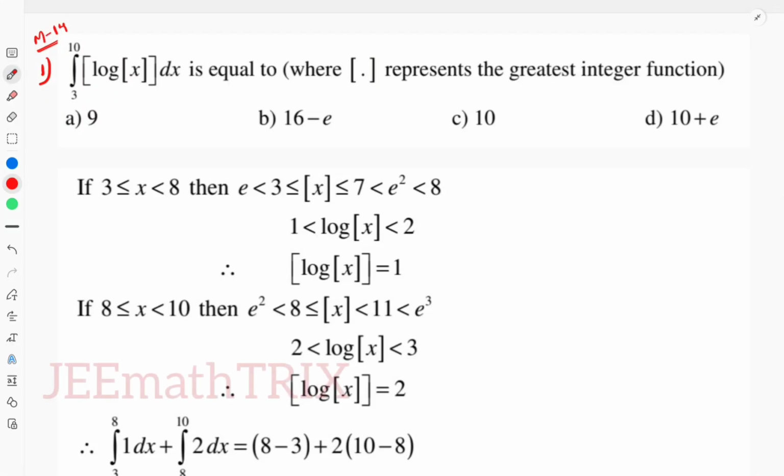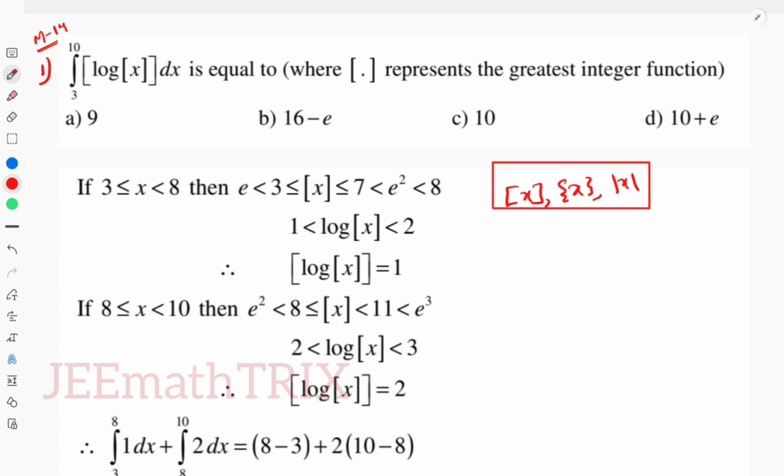Hello everyone. In this video, we are going to learn how to find definite integration of a function whose integrand involves special functions like the integral part function, fractional part, and modulus of x type of functions. These three are very crucial in the JEE preparation. Most of the questions include these three functions.